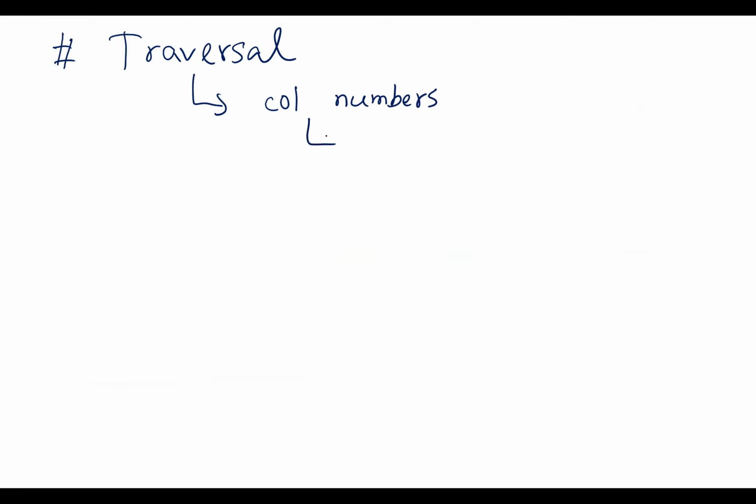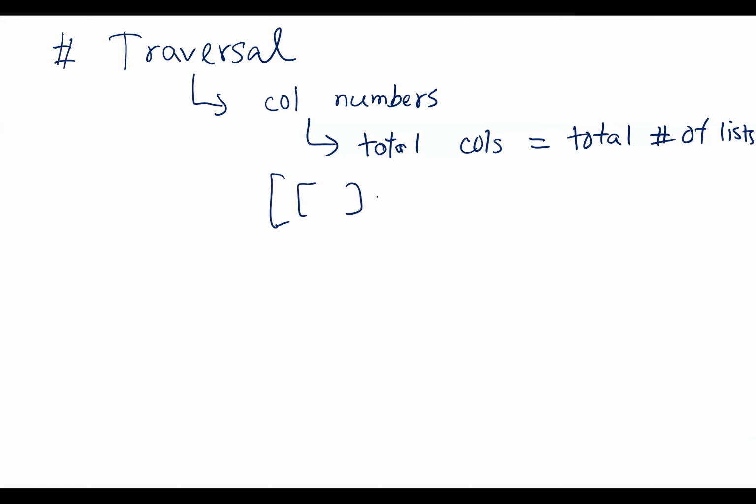Okay, so to summarize, the first thing I did is a traversal of the tree. By doing the traversal of the tree, I found the column numbers, and from there I got the total number of columns, which is actually the total number of lists, right? And that way I created the empty lists. So this was step one.